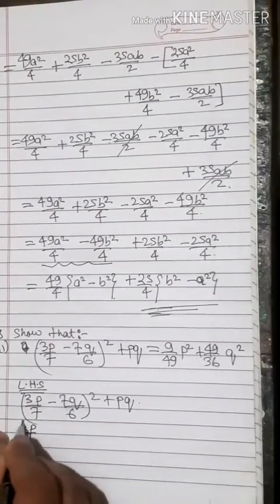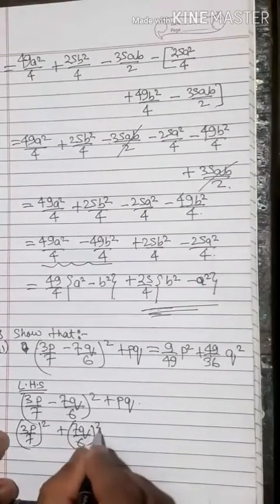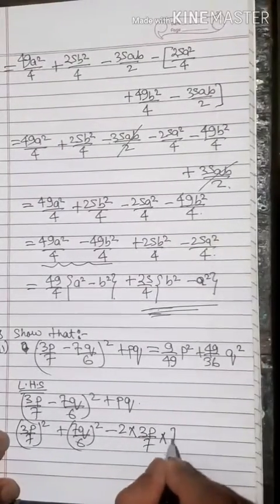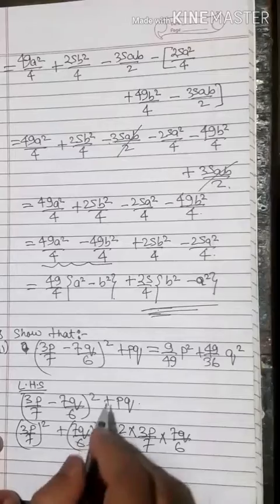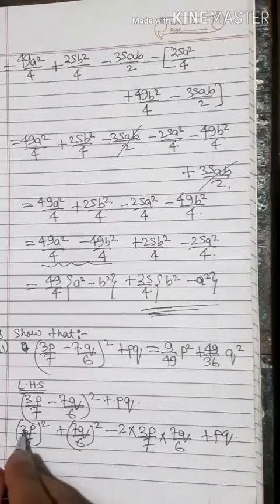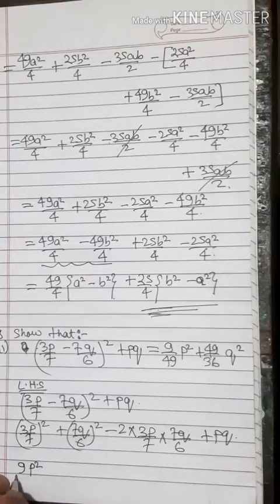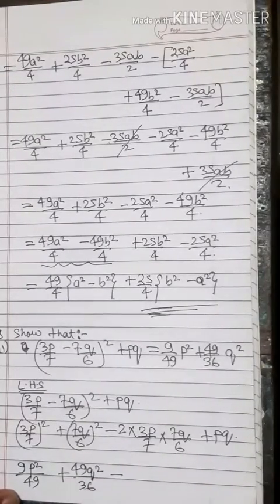This is in the form of a minus b whole square, so it is a square plus b square minus 2ab, which gives 3p by 7 whole square. So this much is the expansion of the bracket, then we have a plus pq here. Now what does this give us? The square is for all the bracketed terms, so 3 square is 9, p square is p square divided by 49, plus 49 q square by 36 minus, okay, the 7 and the 7 will cancel out each other.